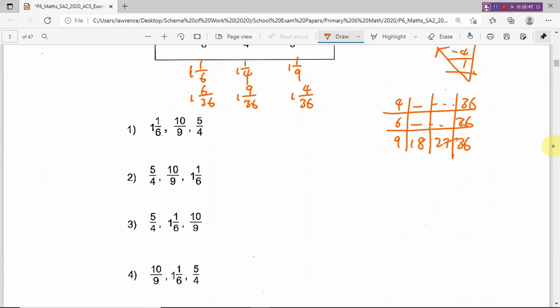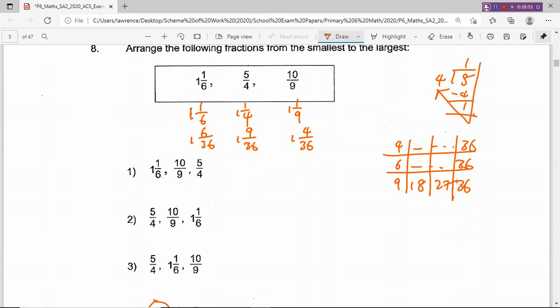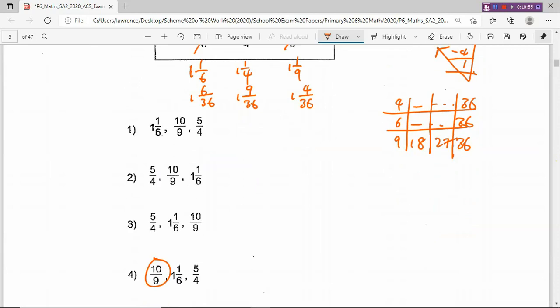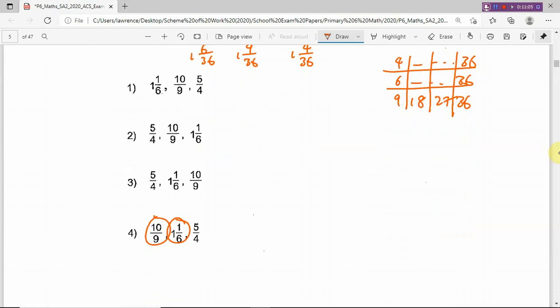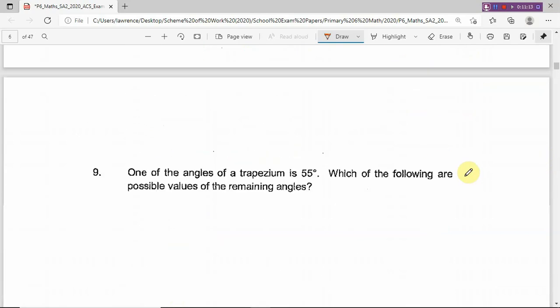Okay, start with the smallest. And then after that, you will get the next bigger number, which is 1 and 1 over 6. That's the next bigger, which is over here. And then the biggest one will be 1 and 9 over 36, which is 5 quarter. So 5 quarter is the biggest. So your answer has to be number 4. So that's how you compare fractions. Okay, let's go to the next one.